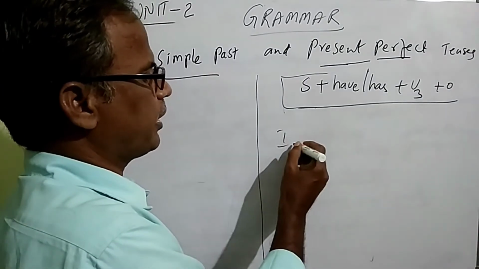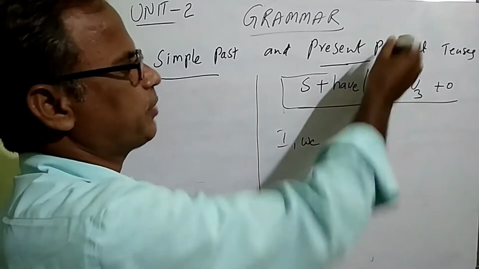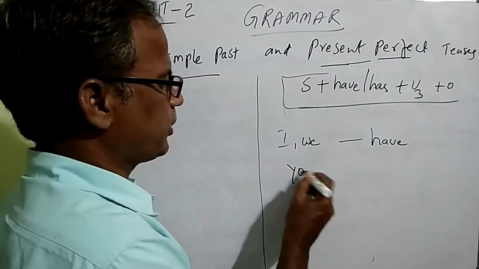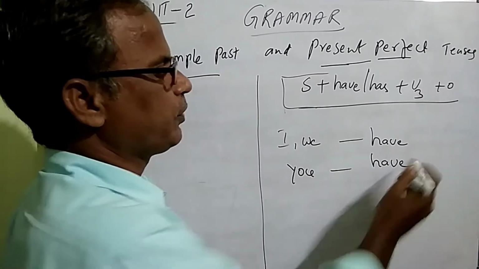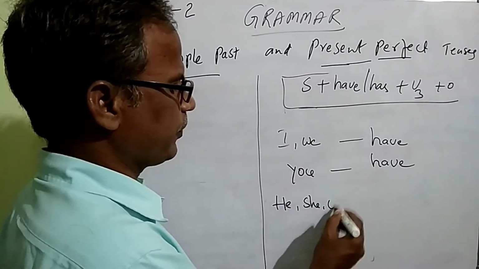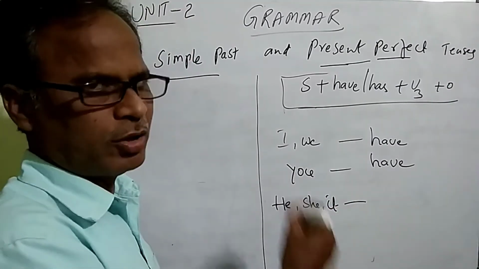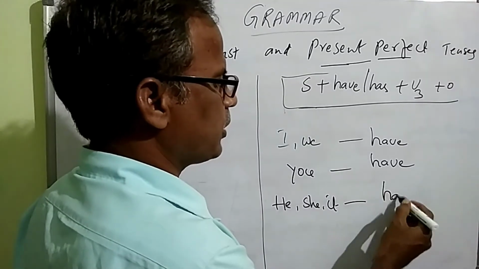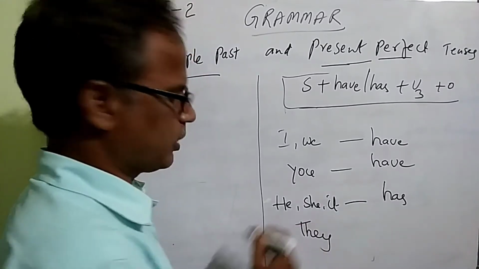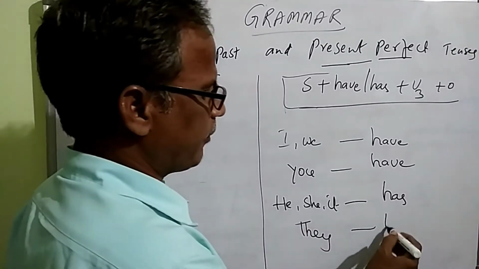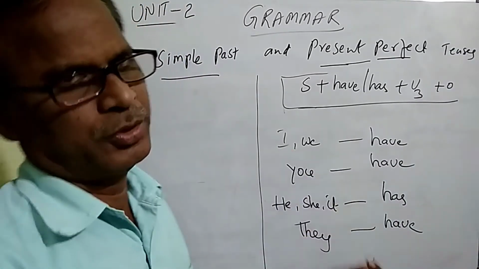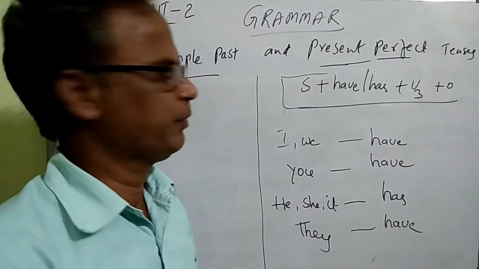For the first person, I and we, in present perfect tense, have is used as the helping verb. And for the subject you, have is used. But when we come to third person singulars, he, she and it, we have to use the helping verb has. And for the plural form of third person, they, have is used. So basically you have to know these helping verbs to use in present perfect tense.